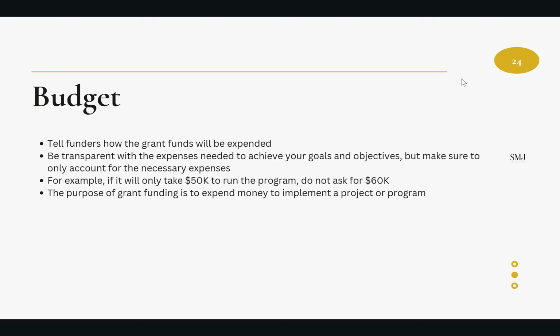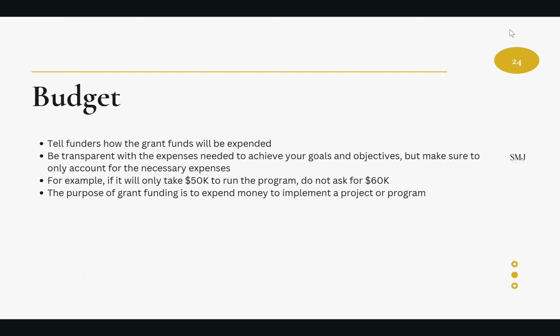When you don't have a budget, it becomes extremely difficult to ask funders for money because your requests become pie in the sky. You want all of the things, but you don't even really understand why you need them. Having a clear budget tells funders how grant funds will be expended. It also helps you be transparent with the expenses needed to achieve your goals and objectives.